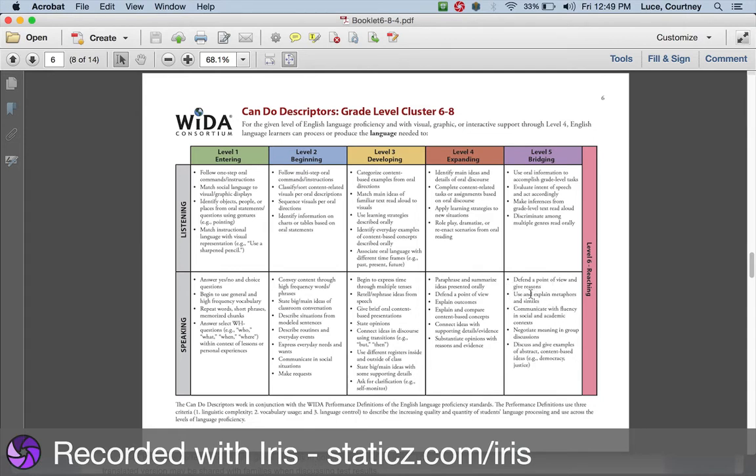Like in the example that we saw from language arts, they were actually writing figurative language within their piece. They were using it and explaining their choices. Negotiate meaning in group discussions. If you follow this, it's going to help you figure out what language function they are at for each of those levels.